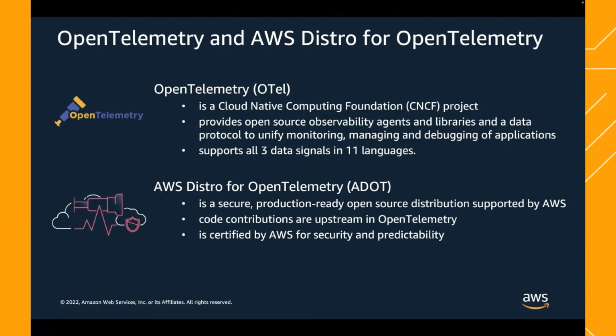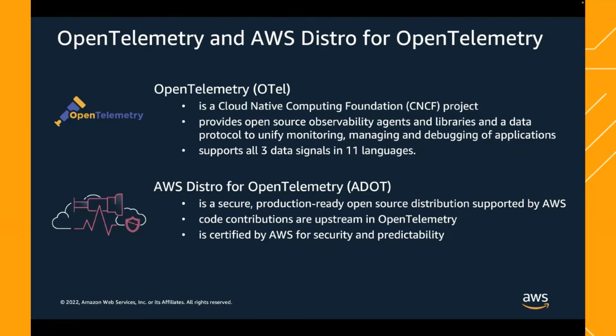OpenTelemetry is a CNCF project. It provides the open source way, an agent and libraries and a data protocol, to unify monitoring, managing, and debugging applications. It has support for metrics, logs, and traces now. We, as AWS, are committed to this project, and we are also an active contributor to the project as well.